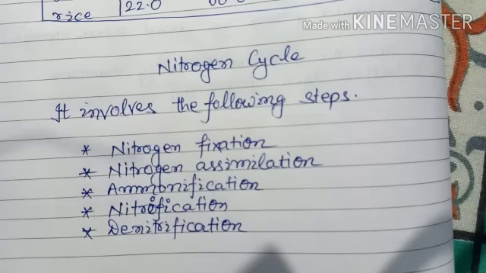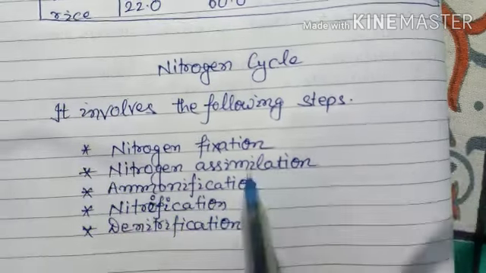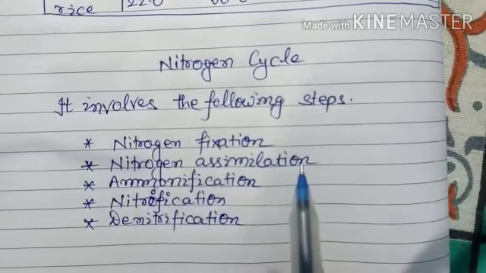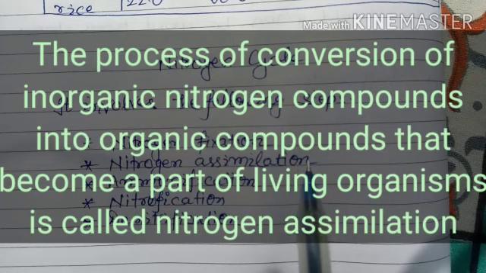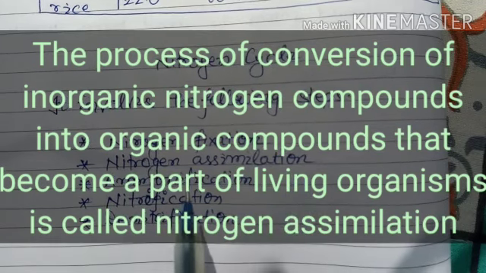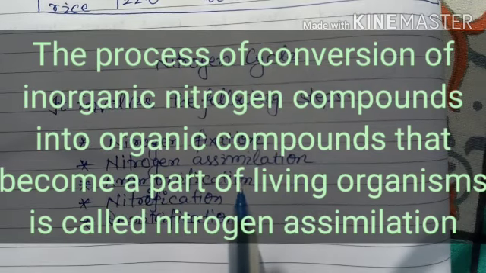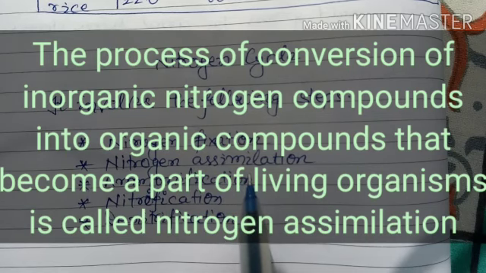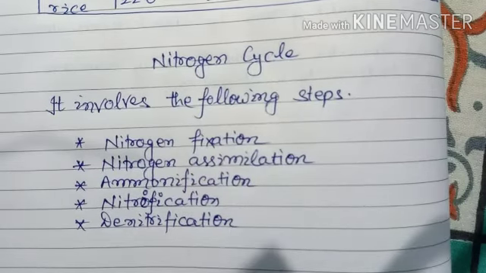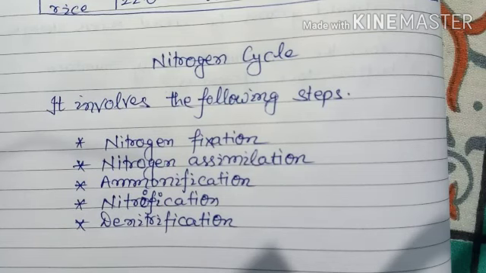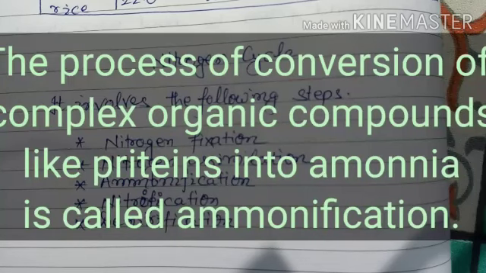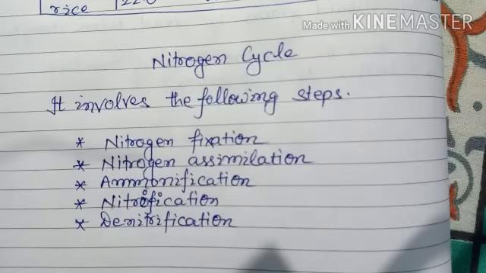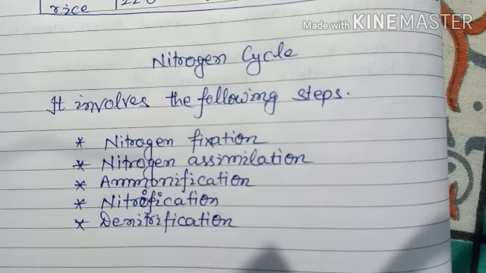Now students will discuss nitrogen assimilation. What is nitrogen assimilation? The process of conversion of inorganic nitrogen compounds into organic compounds that become a part of living organisms is called nitrogen assimilation. And what is ammonification? The process of conversion of complex organic compounds like protein into ammonia is called ammonification.